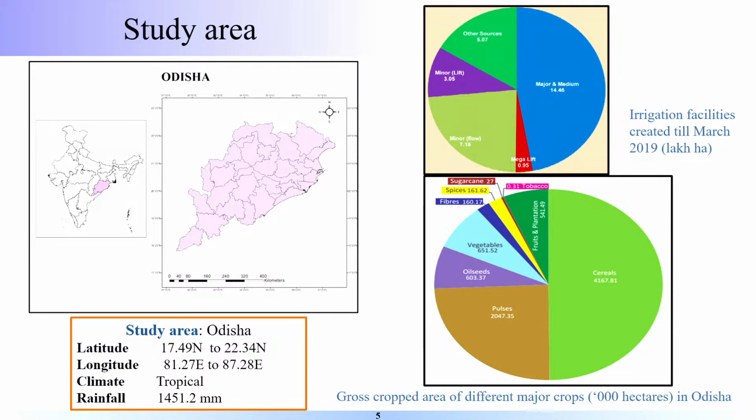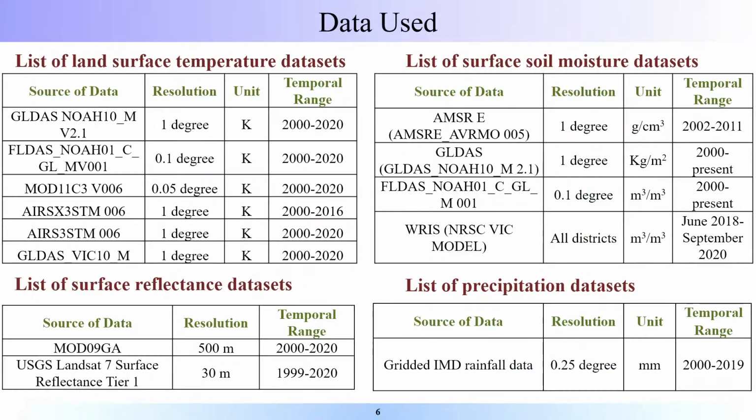Then for soil moisture also, we didn't develop anything fresh from any data set, because it's for all over Odisha. Nobody has that much field data to validate. So we used existing data sources coming from AMSR, GLDAS, FLDAS, and the India WRIS WIC model. We used this kind of freely available data.